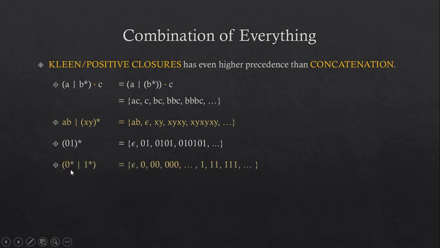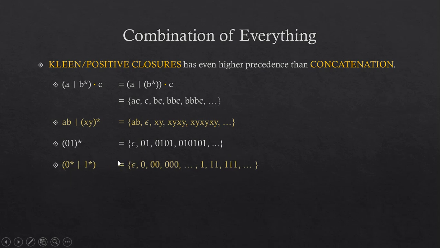This one here says 0 star or 1 star. So I have to choose between 0 star or 1 star. Let's say I choose 0 star. 0 star gives me epsilon, 0, 00, 000, and all the strings that you can make with 0. If I choose 1 star, I'll get epsilon again, but we already have that here. 1 occurrence of 1, 2 occurrences of 1, 3 occurrences of 1, and so on.